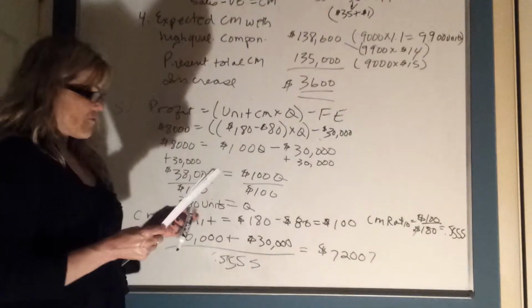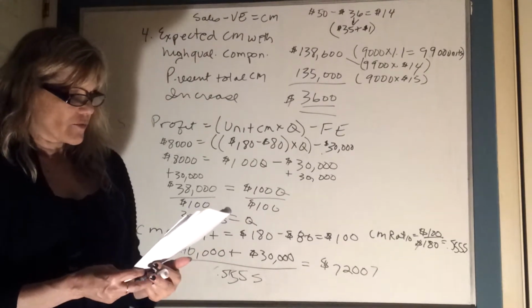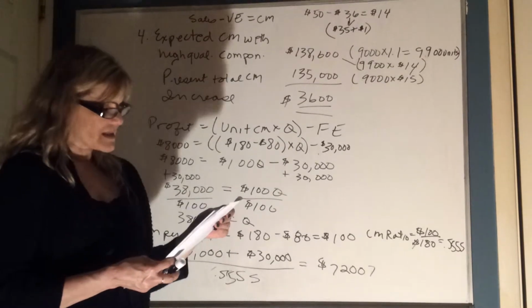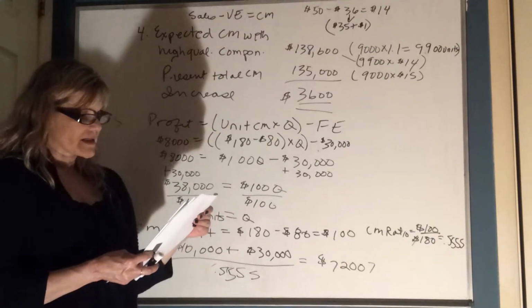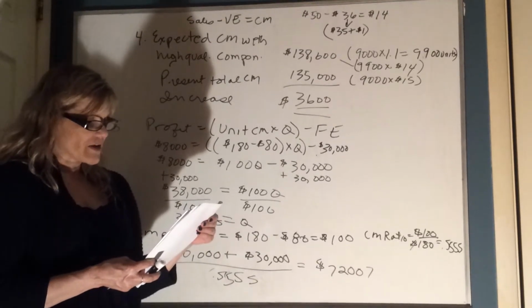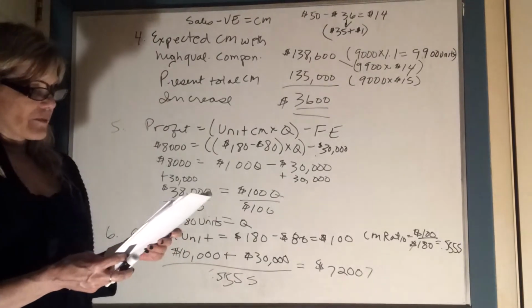Okay, problem number 4. Management is considering using higher quality components that would increase variable costs by $1 per unit. The marketing manager believes this higher quality product is going to increase sales by 10% per month. We want to calculate the total change in the contribution margin, and we're going to use the same information as we used in problem 3.